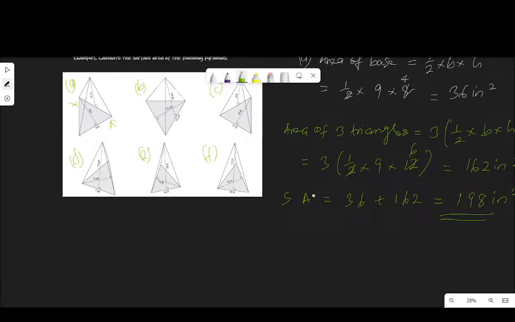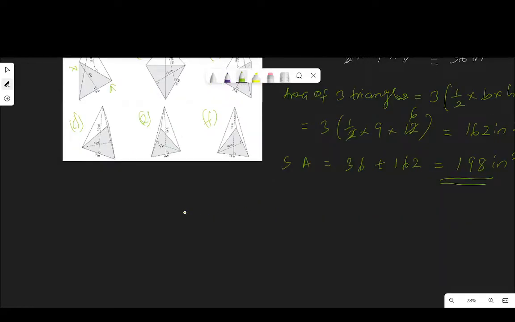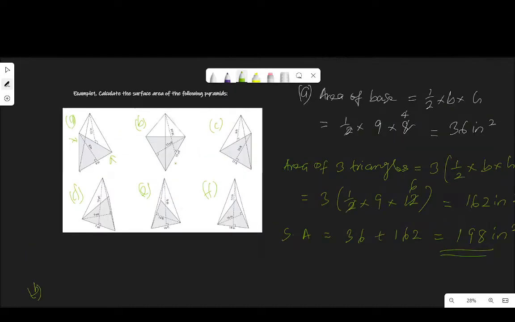Now let's move on to B. For B, again, is a triangular based pyramid. The base is an equilateral triangle. So this base here, this is the base of this triangle. The base is equal to 15. All the sides of this triangle are equal. It's an equilateral triangle. So the base here is 15.